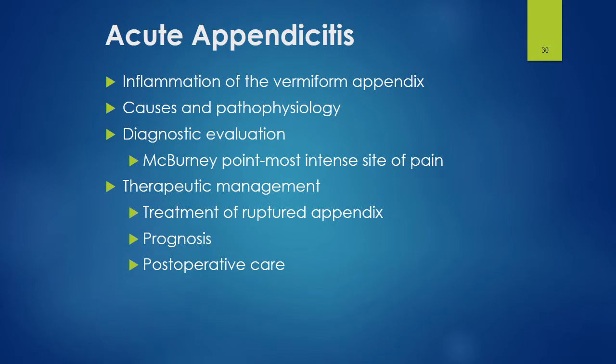Acute appendicitis is inflammation of the vermiform appendix. Appendicitis is caused by obstruction of the lumen of the appendix. That is usually by hardened fecal material. Also, swollen lymphoid tissue or even parasites can obstruct the lumen. With acute obstruction, pressure builds up, and this results in compression of blood vessels and ischemia.